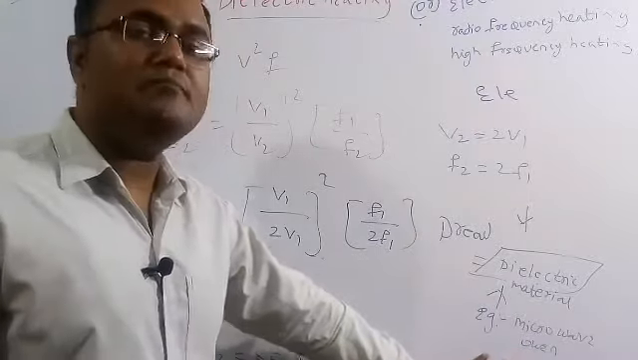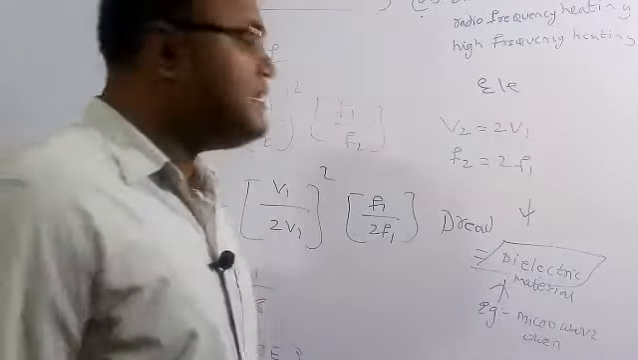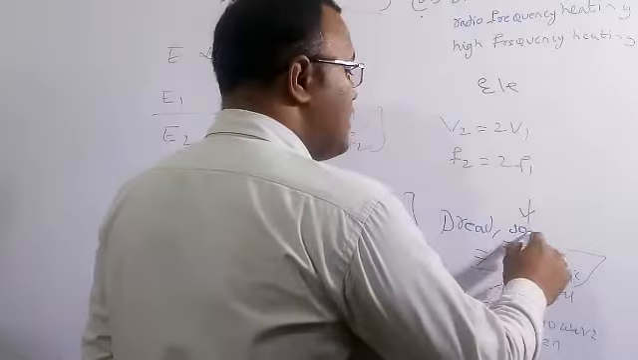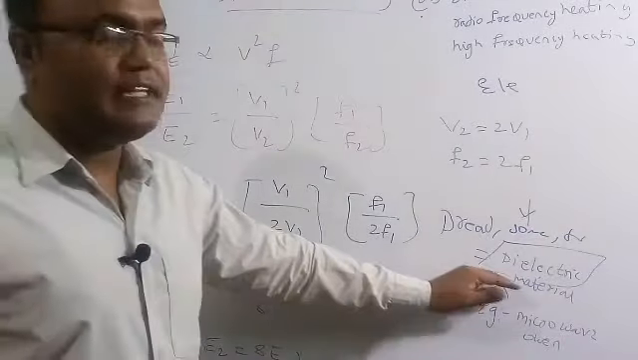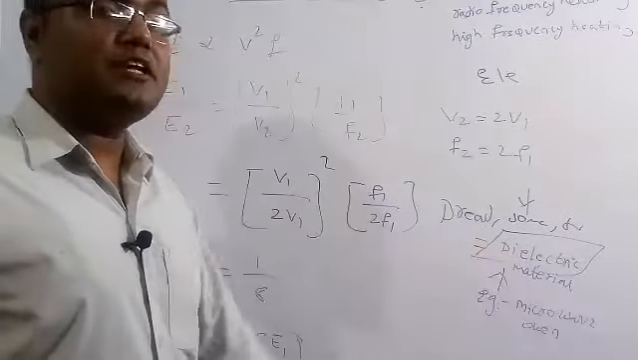This is the basic principle of dielectric heating. The example is the microwave oven. The dielectric material can be anything, bread or samosa or a sandwich, anything you can keep here to heat. These dielectric materials are used in a major way.